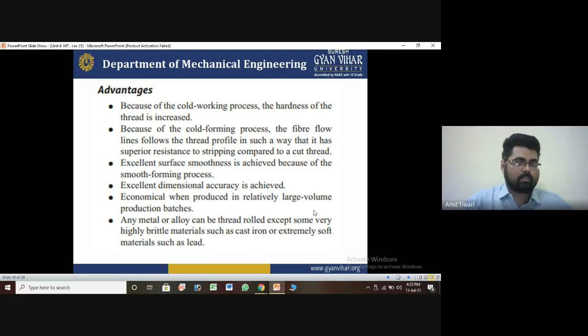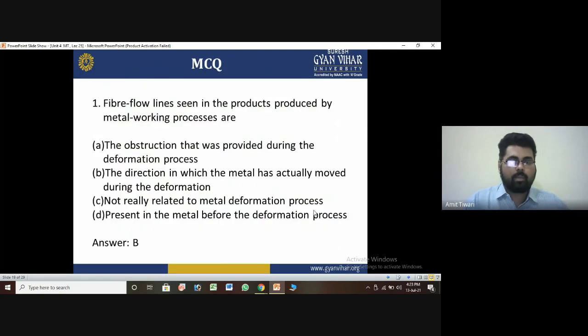And the last, any material or alloy can be treated; we can say rolling is accepted for some very high brittle material such as cast iron, and extremely soft metal. So the multiple choice questions are asked for understanding the rolling process.